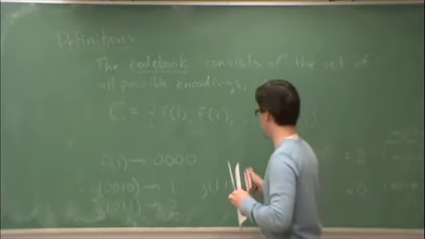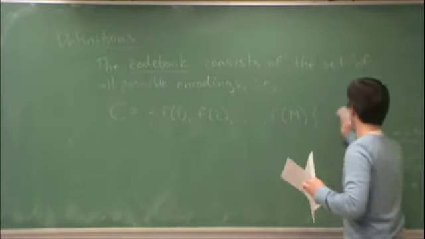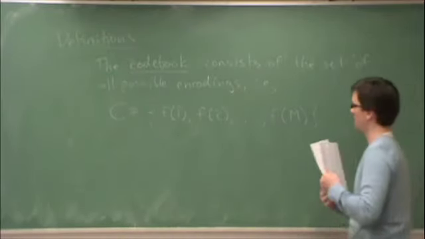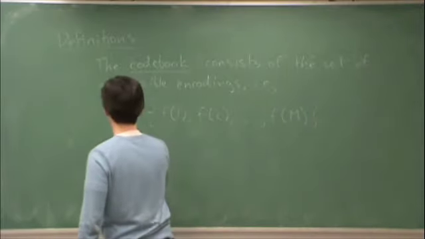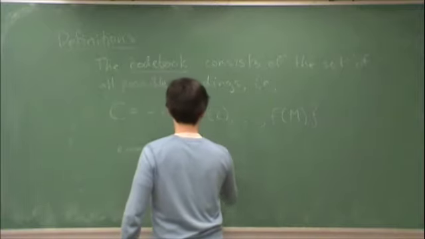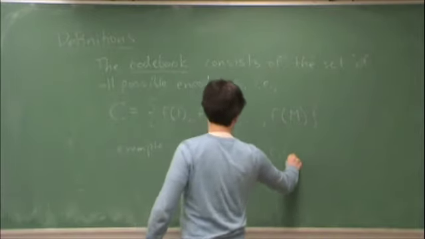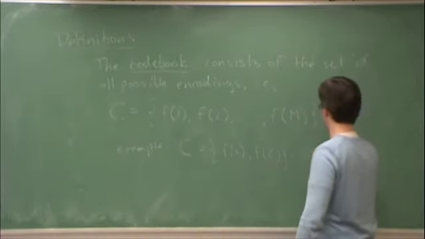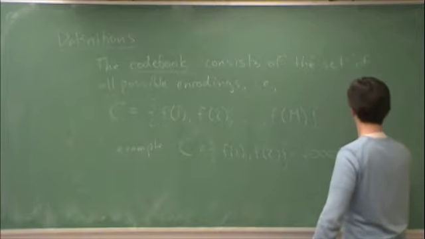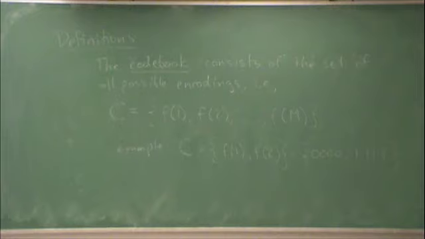So in this example, what was my code book? My code book was f of 1 and f of 2. There were only 2 possible messages, which was 0, 0, 0, 0 and 1, 1, 1, 1. So I can be guaranteed that one or the other of those sequences is what was transmitted on the channel.